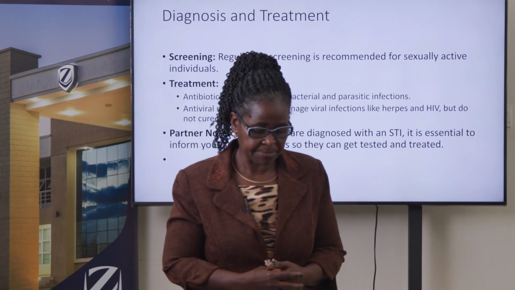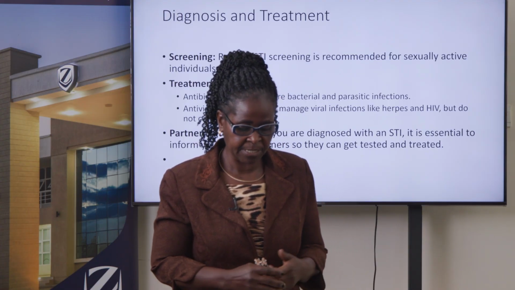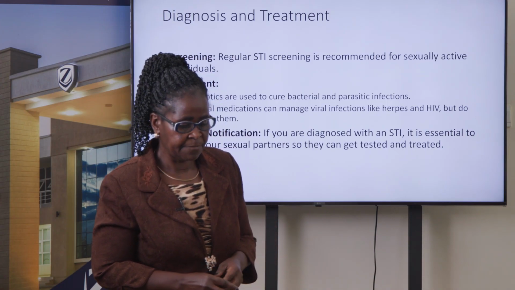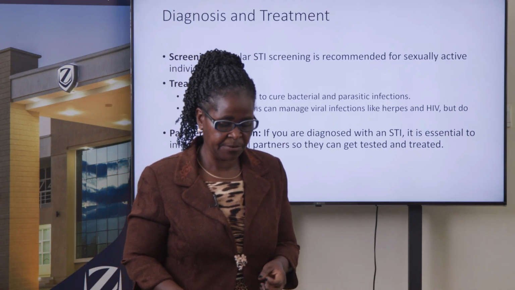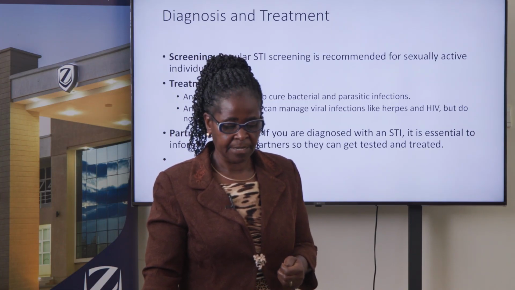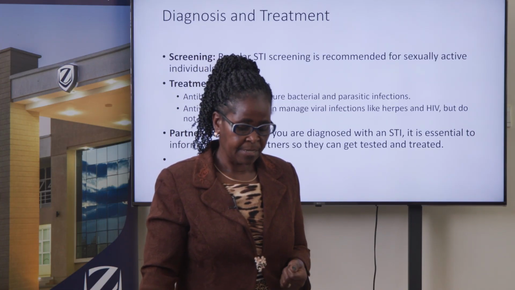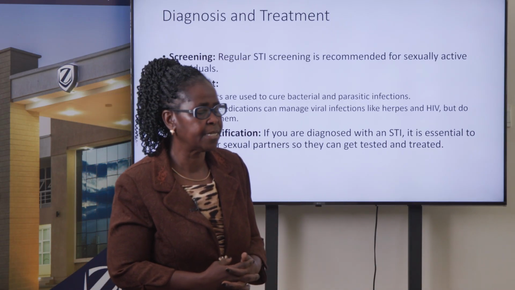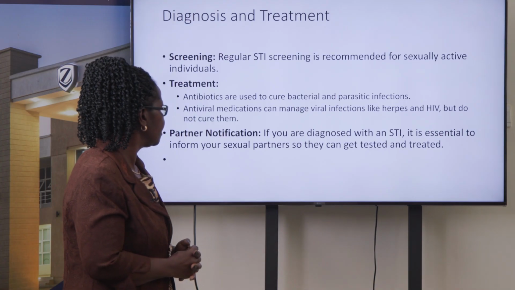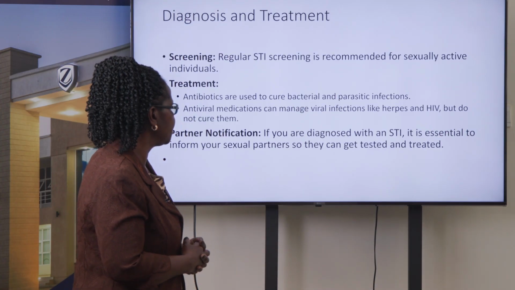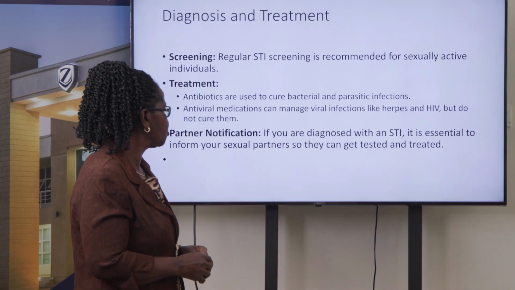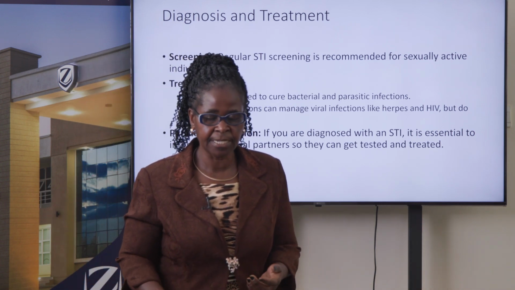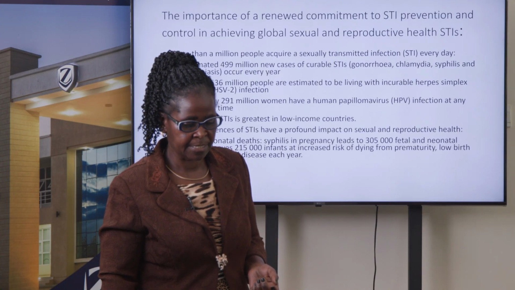Then the treatment is the use of antibiotics. This can cure most of the bacterial and parasitic infections. Antiviral medication can manage viral infections like herpes and HIV, though it doesn't cure them, but it can manage them. Then the other thing that we normally insist on, and I still insist here, is partner notification. When you are diagnosed with a sexually transmitted infection, it's essential that you inform your sexual partner so that they can also get tested and treated in case they are sick.